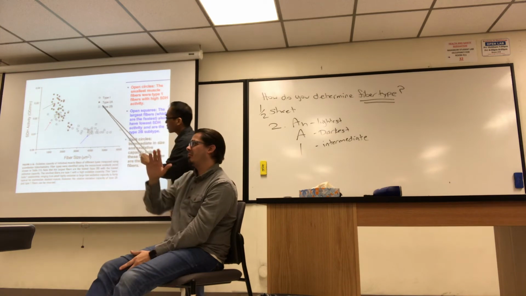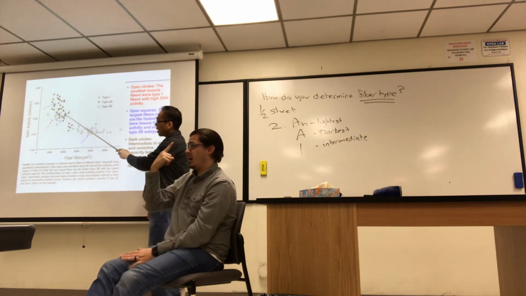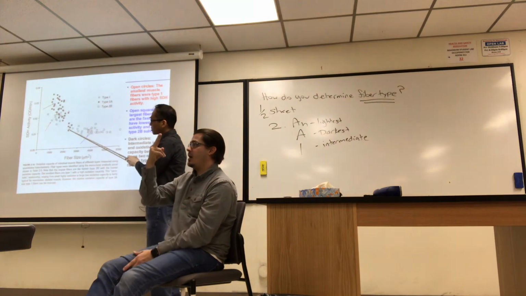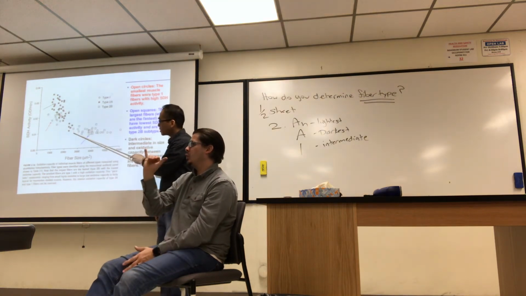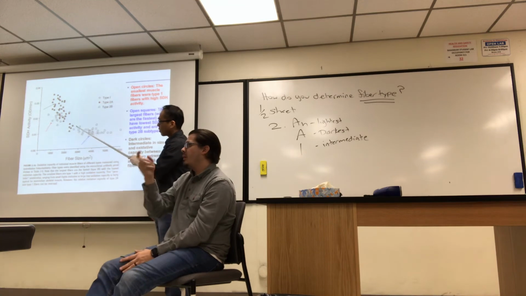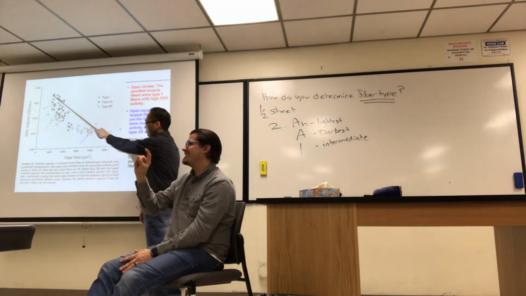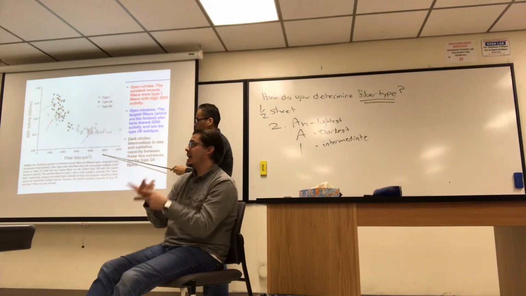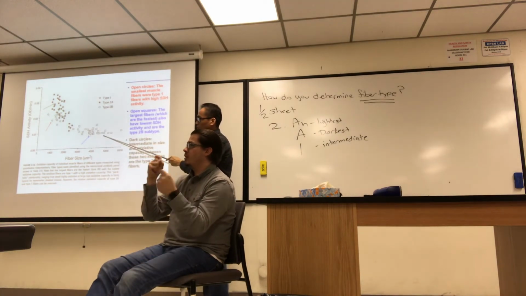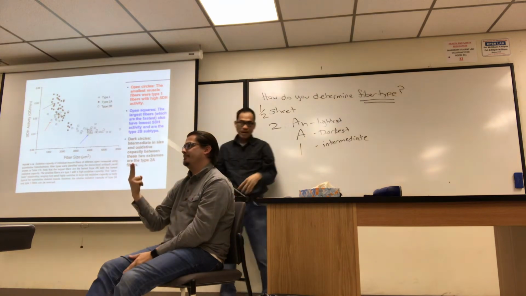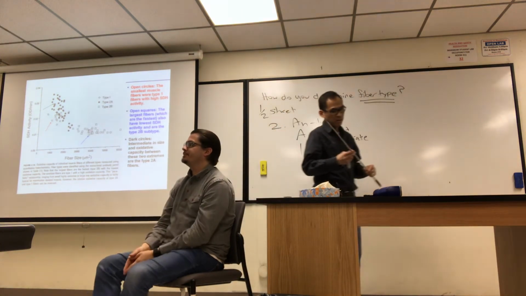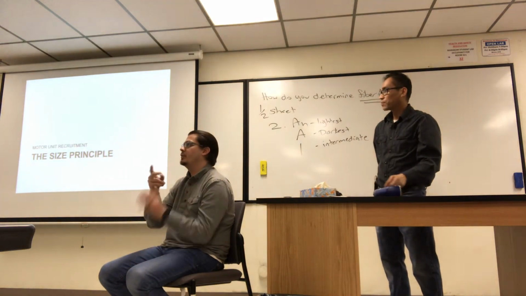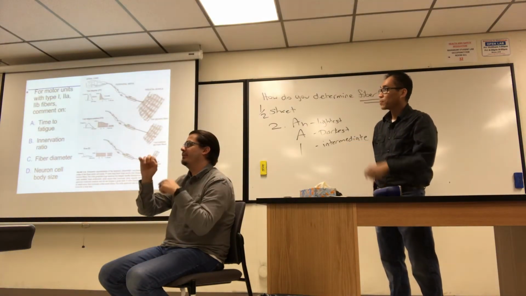The closed circles are the type 2As. They actually display a higher amount of SDH activity. Okay, and some of them are slightly bigger. Notice the ones that are slightly bigger have a lower SDH activity. So there's kind of a range. It kind of goes down this way. And the trend is the type 2Bs are the largest and the strongest, but they have the lowest amount of SDH activity. So I just wanted you to see the general trend there. About fiber types, this is how we classify them. And this leads to the size principle.